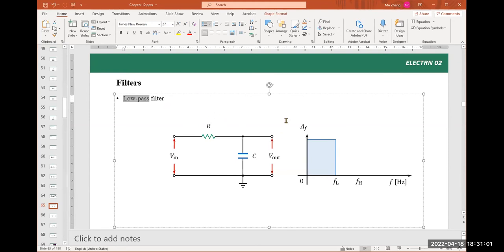So this one is a filter. Signal can go to the filter, and only the signal with low frequency can go through it. If the frequency is higher than a certain number, it gets removed.